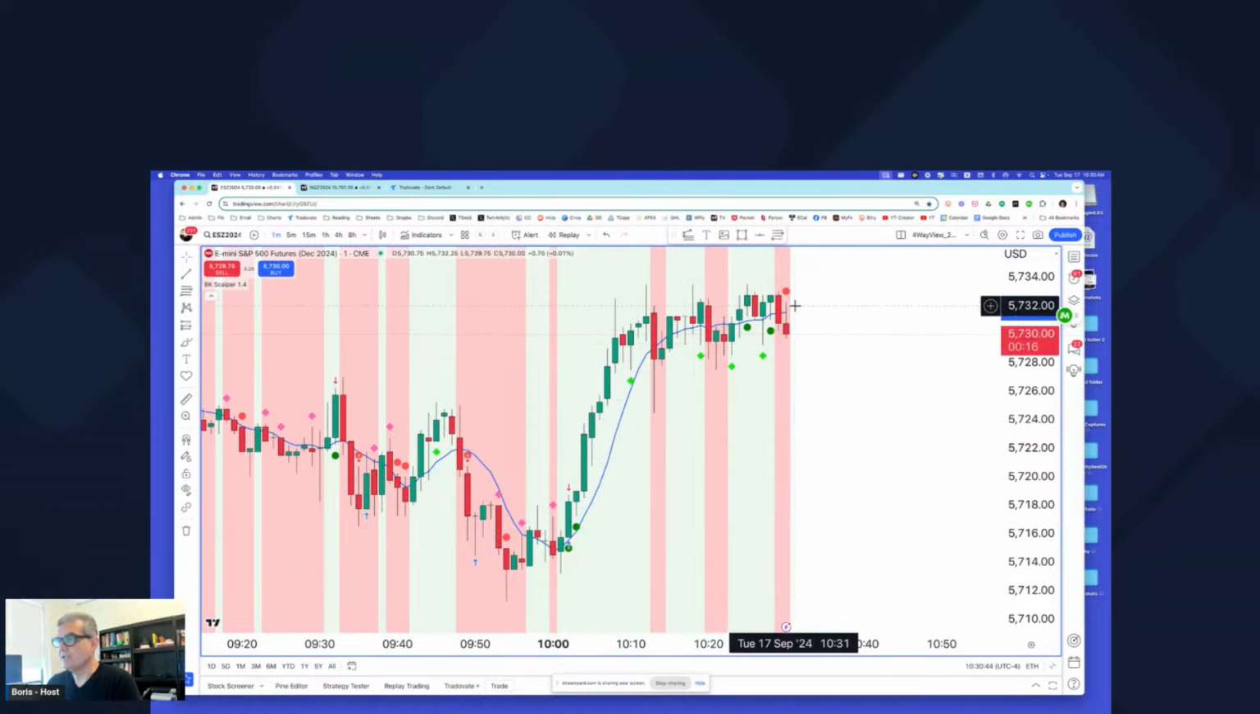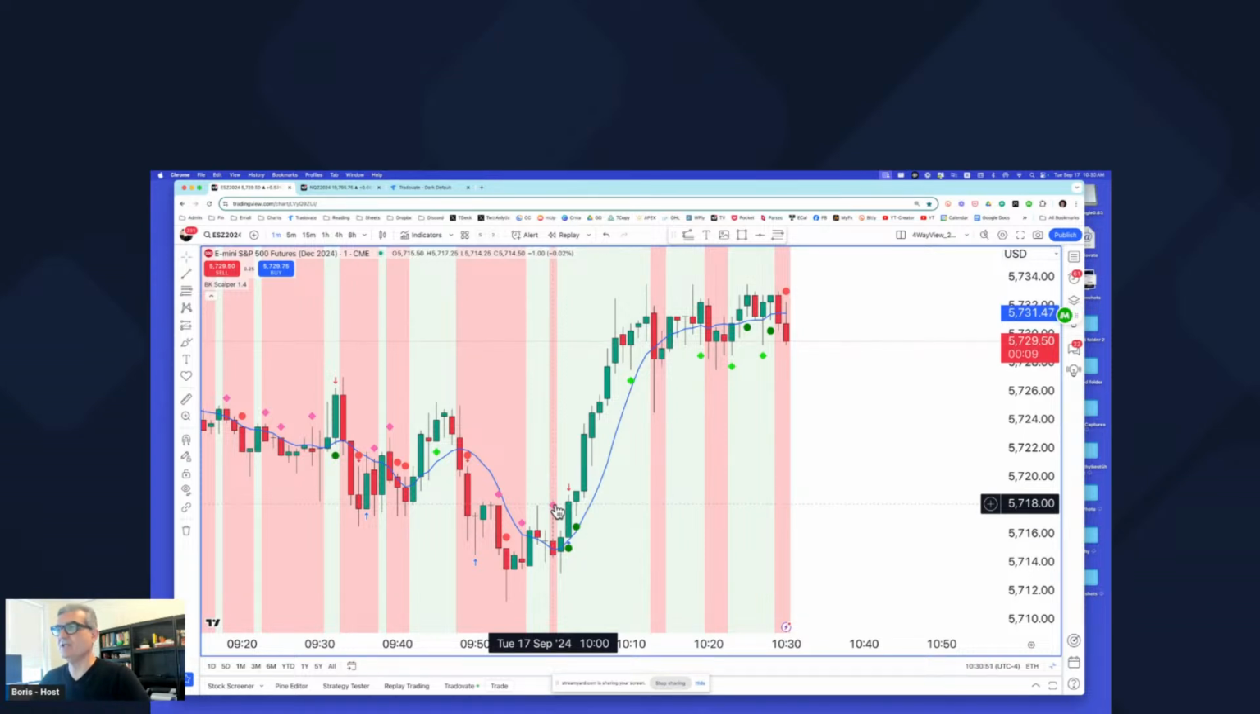This is not a short. Why is it not a short? Because the prior red was way lower, right? Much as I would love to short this, it's just not a short. It's not going to work for us, right?